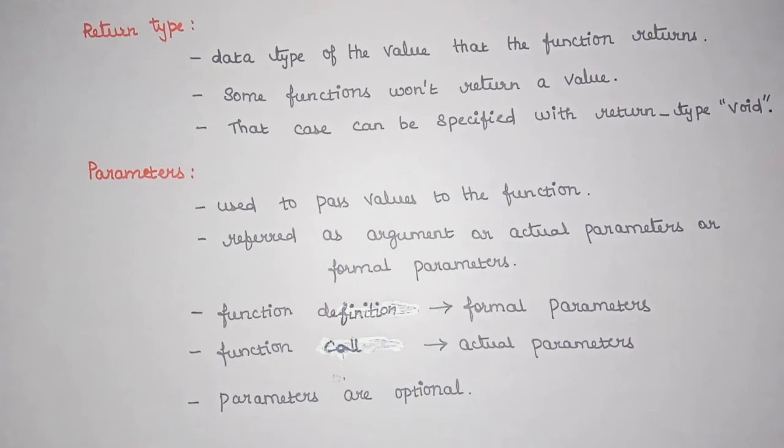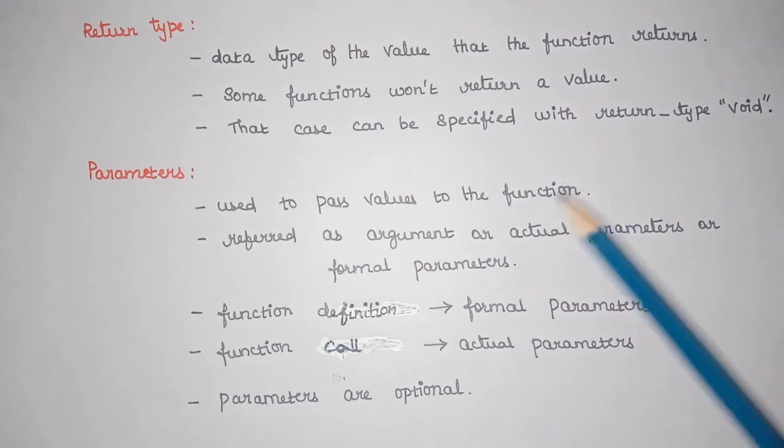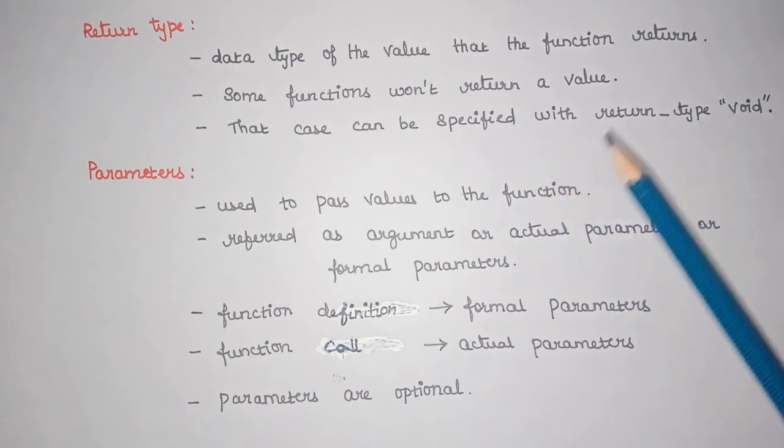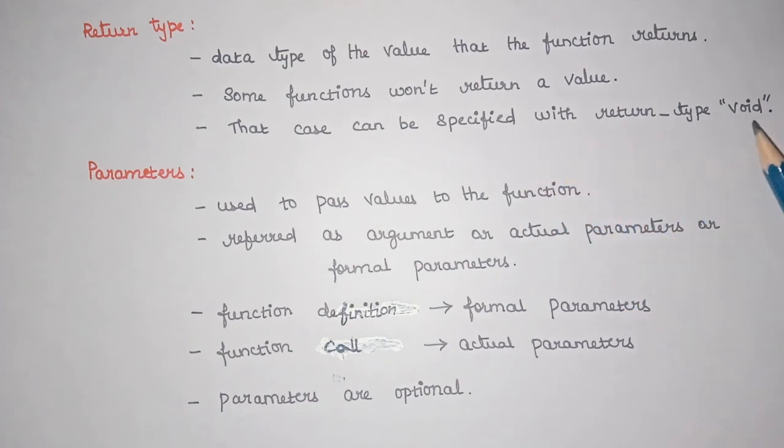And we cannot say all the functions return some value. There are some functions that won't return a value. So in that case, the function can be specified with the return type void. So instead of data types like integer, character, or float, if you mention the return type as void, then that function won't return any value. So that is the case where we are going to use this void return type.